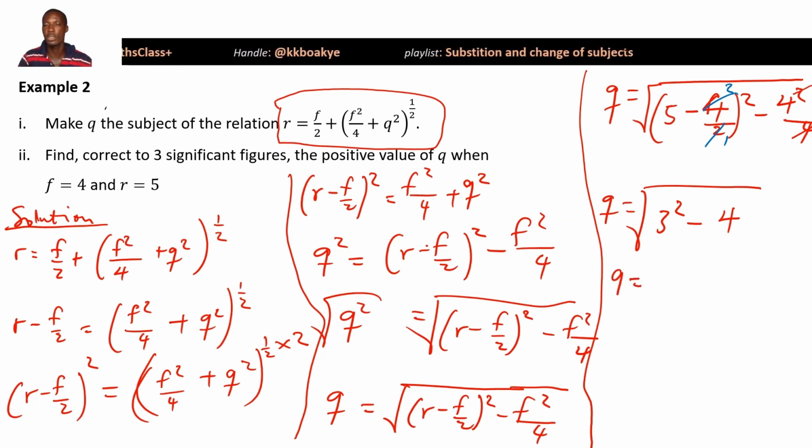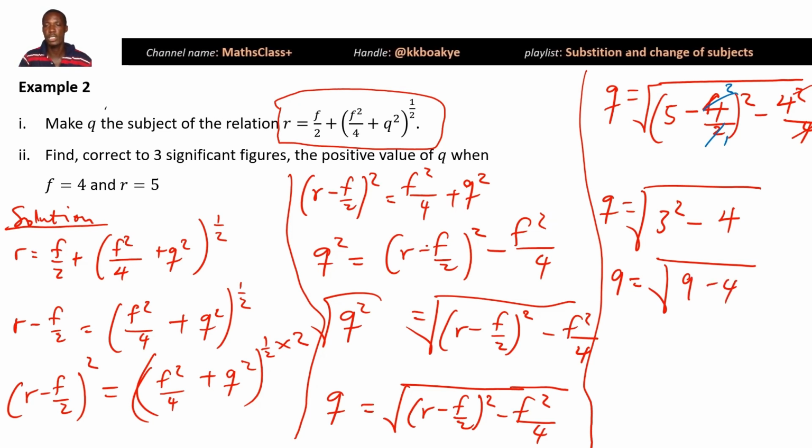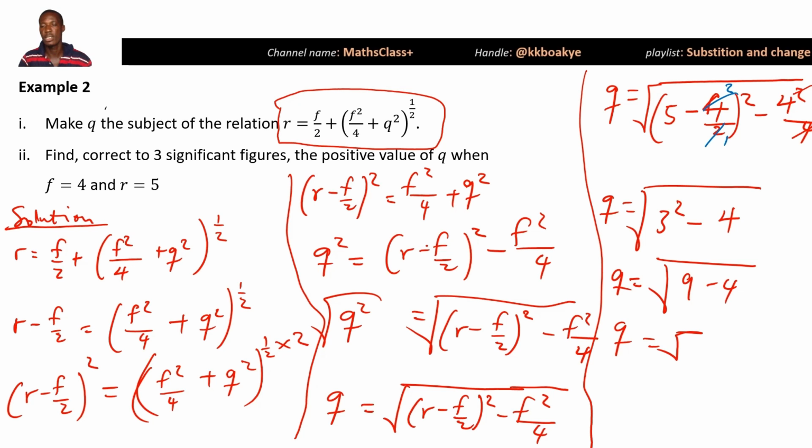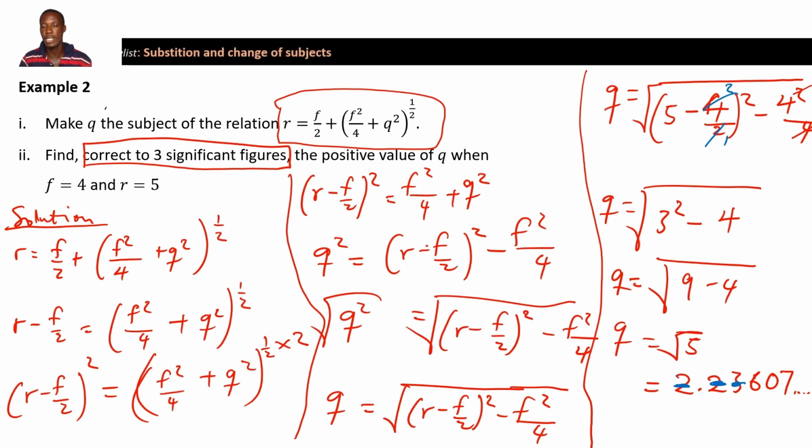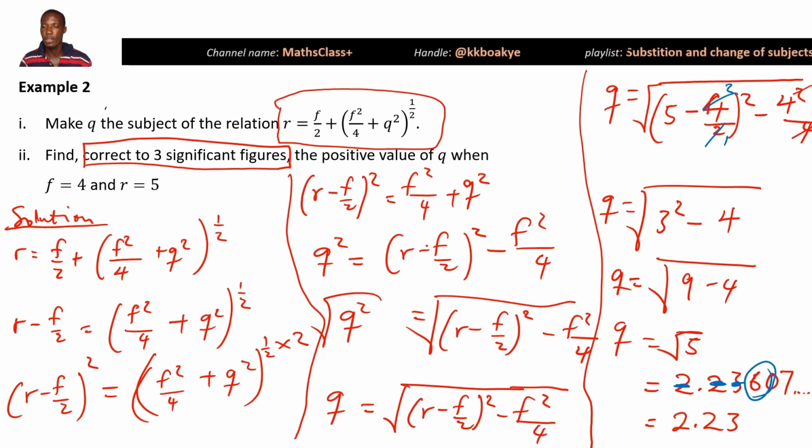So our q is going to be root of 9 minus 4, which is root 5. And that root 5 will be 2.23607 and so on. And the question says you have to find correct to 3 significant figures. Let's take notes. And so our first significant figure is this, second, third. We end at 3. However, the 6 next is more than 5, so we include it. And that will give us 2.24 as our final answer.